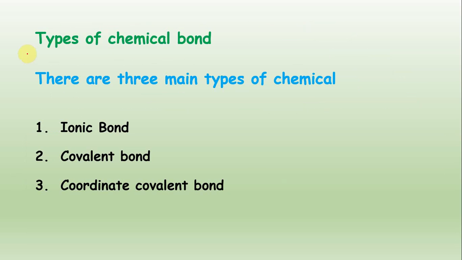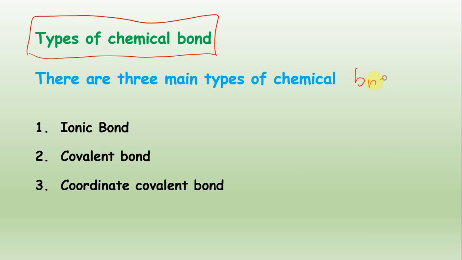Now another very important point is what the types of chemical bond are. Chemical bond or chemical bonding is a wide topic. There are 3 main types of chemical bond. Number one is ionic bond, which we will discuss today. Second, covalent bond, which we will discuss in an upcoming video. Then coordinate covalent bond, and we will also discuss metallic bonding. So these are basically the 3 types of chemical bond.